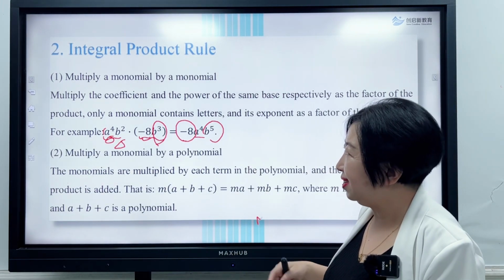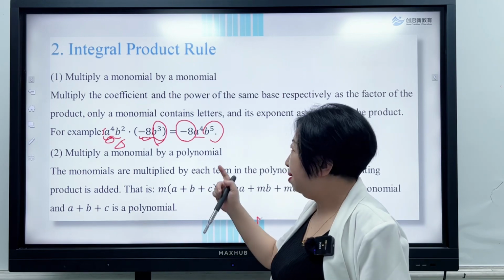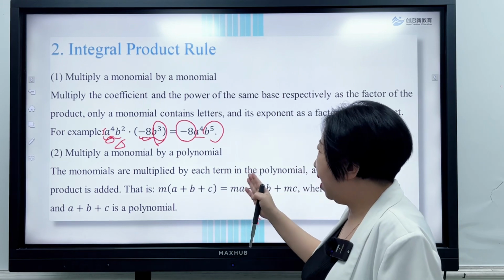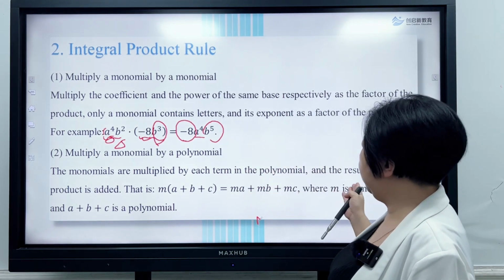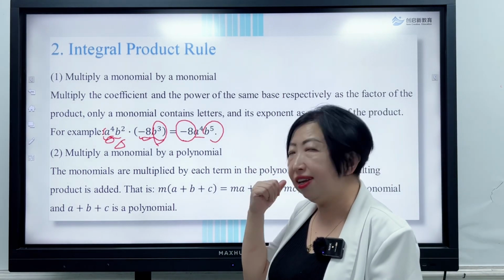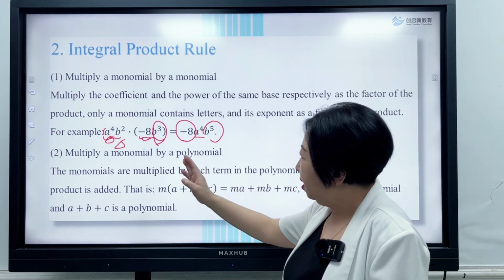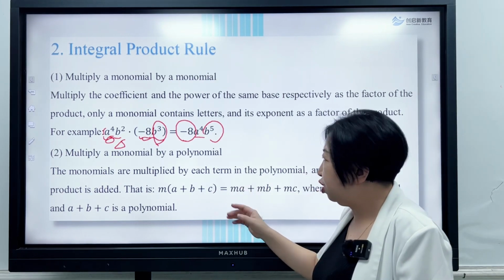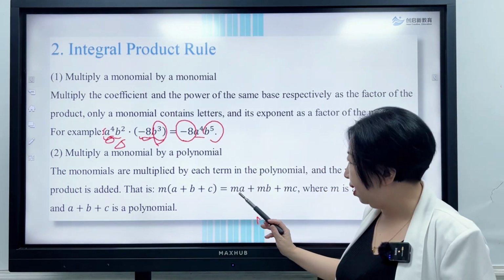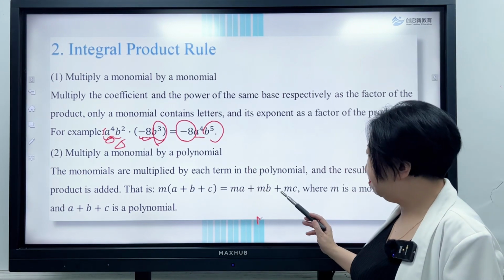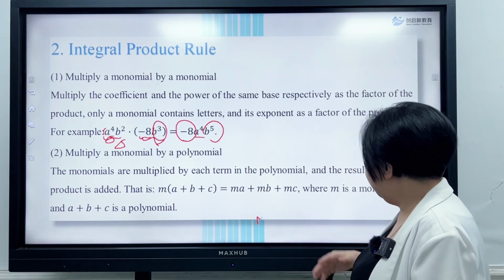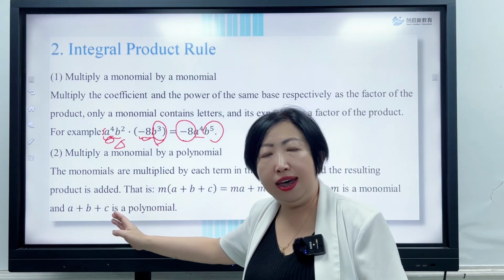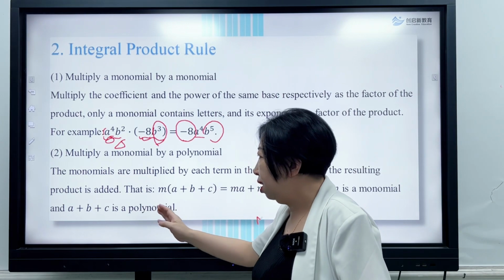The second part, multiply a monomial by a polynomial. A monomial is multiplied by each term in the polynomial and the resulting products are added. That is, m times the sum of a, b and c equals m times a plus m times b plus m times c, where m is a monomial and a plus b plus c is a polynomial.